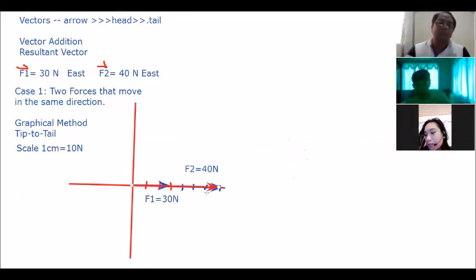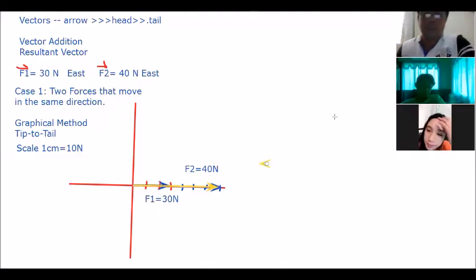The resultant started at the origin. Let's just change the color because we are confused with the red line. Let's use this yellow color. So the yellow color is our resultant vector. Let's say we'll now find the value of our FR.